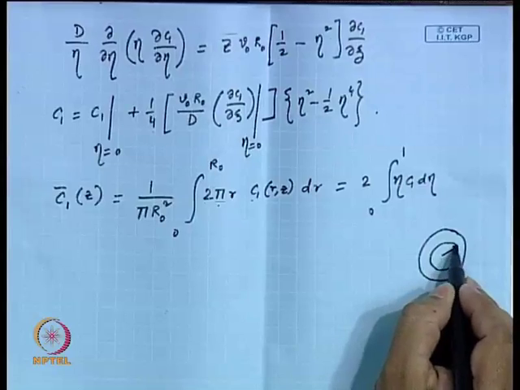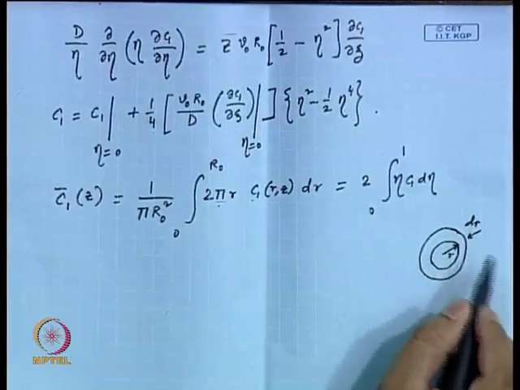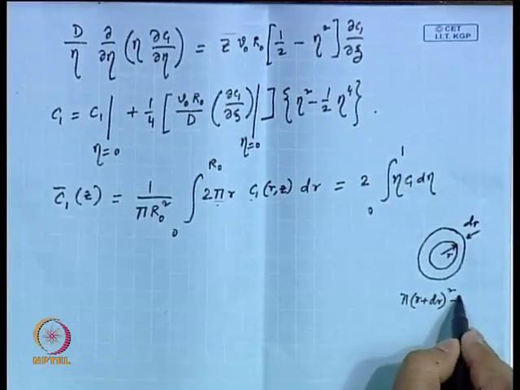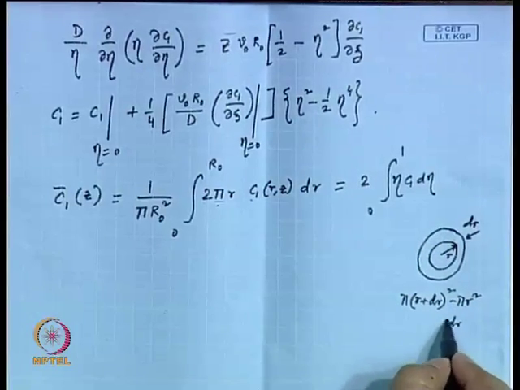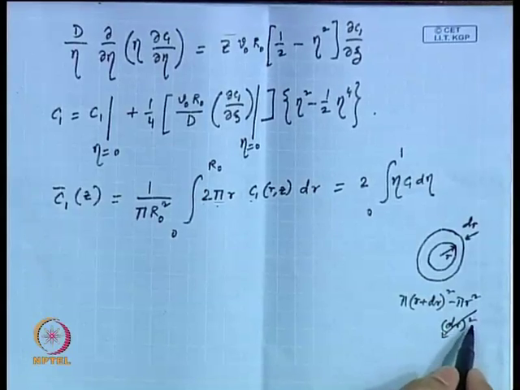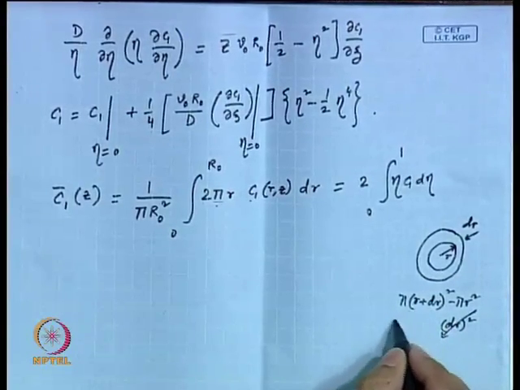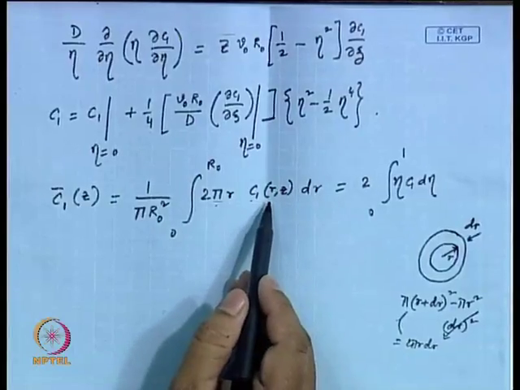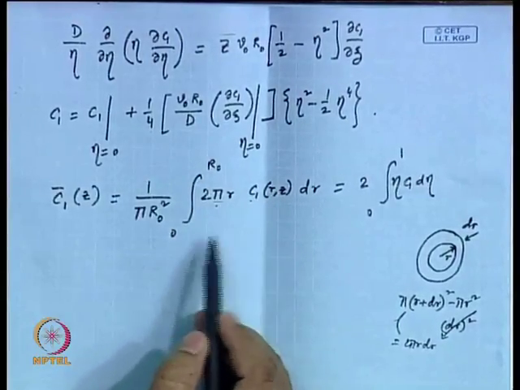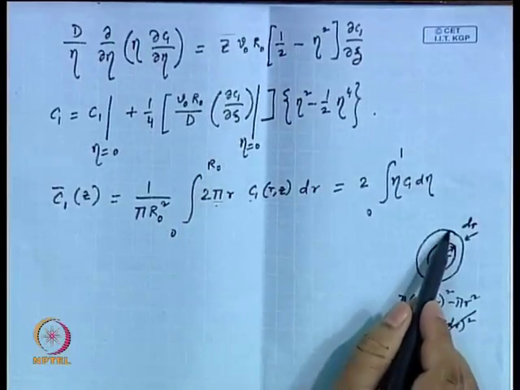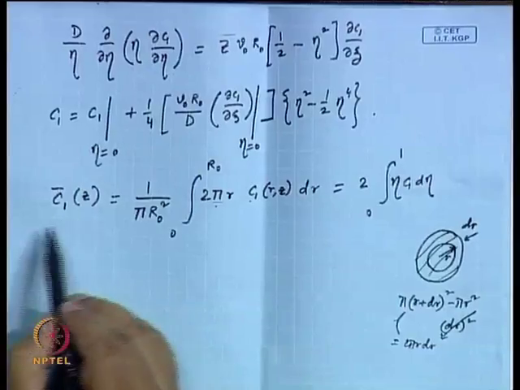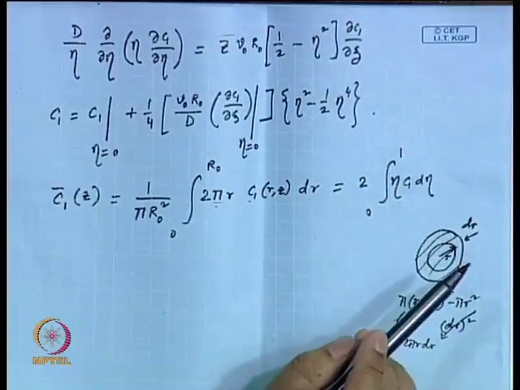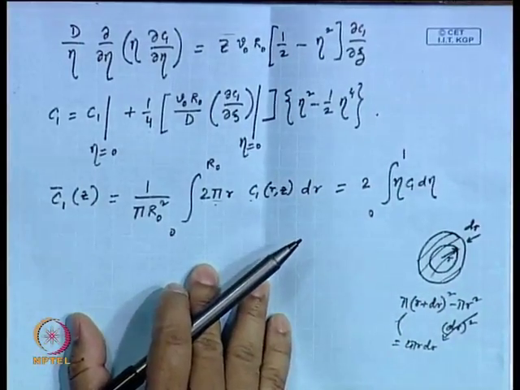Okay, so this is r and this is dr. So you are talking about this. Ideally this should be pi (r plus dr) whole squared minus pi r squared, that is the area of this annulus. If you ignore the dr whole square term, with the assumption that dr is small, then this expression is equal to 2 pi r dr. So that is the area of this annulus. You multiply this annulus area with the corresponding concentration, integrate all such products from 0 to r0, and then divide by the entire area of the circle, pi r0 squared. That is how you get the average concentration, which is C1 bar z. So C1 bar z is equal to 2 times the integral from 0 to 1 of eta C1 d eta. This is what you get as C1 bar.